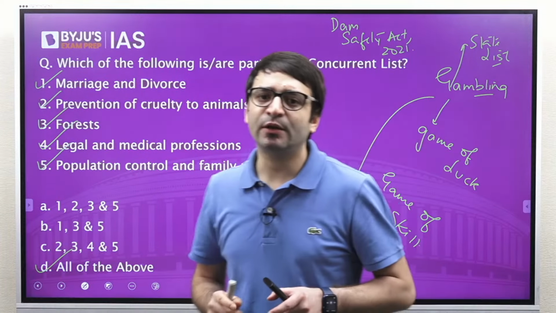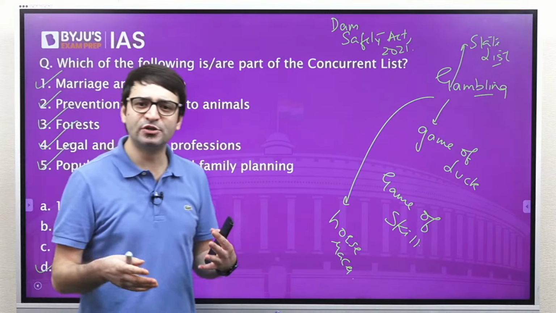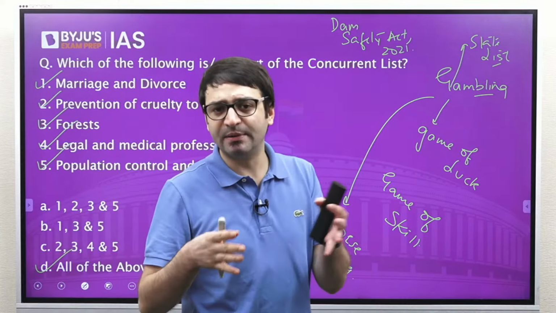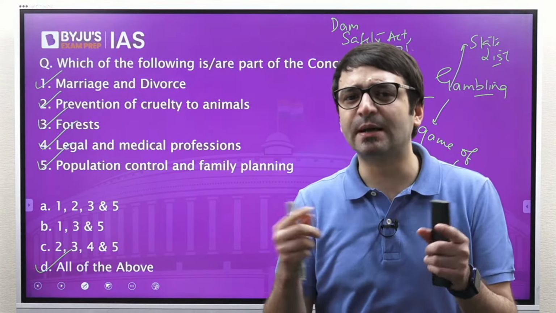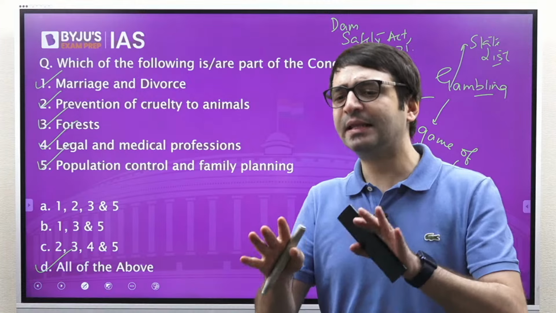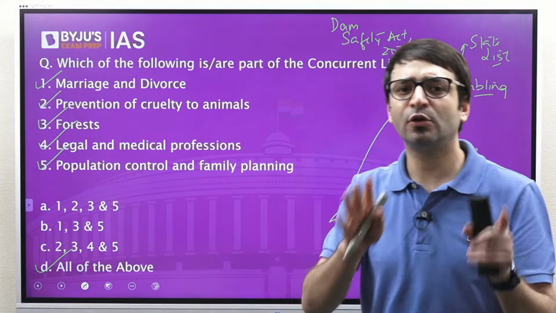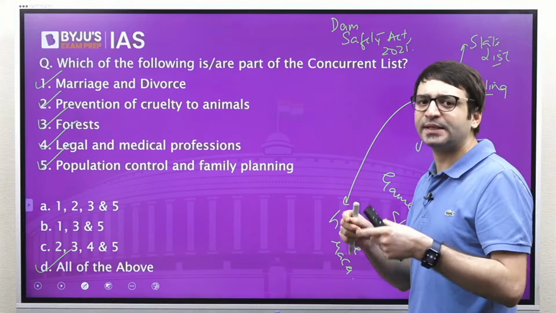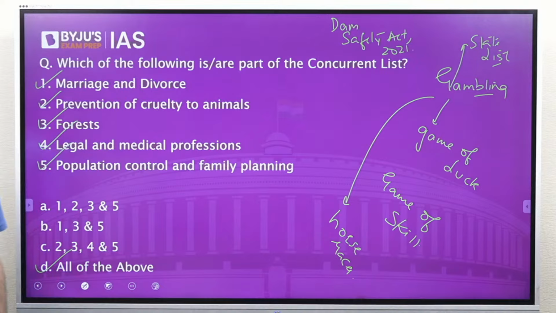But that doesn't mean you have to remember, memorize all these items mentioned in the three lists which come under the 7th Schedule of the Constitution. Just keep a track of which of these subjects have been in the news and then make up your mind and then look at your notebook, your books to find out whether they are part of the union list or state list or concurrent list.